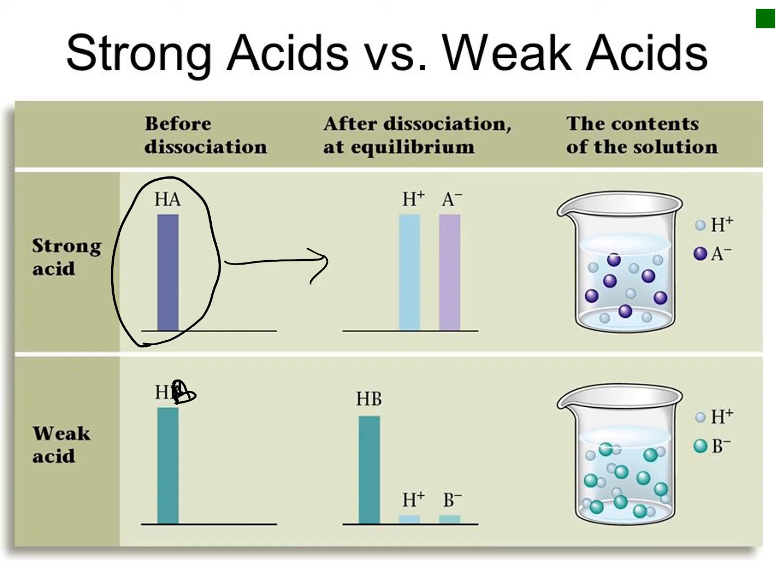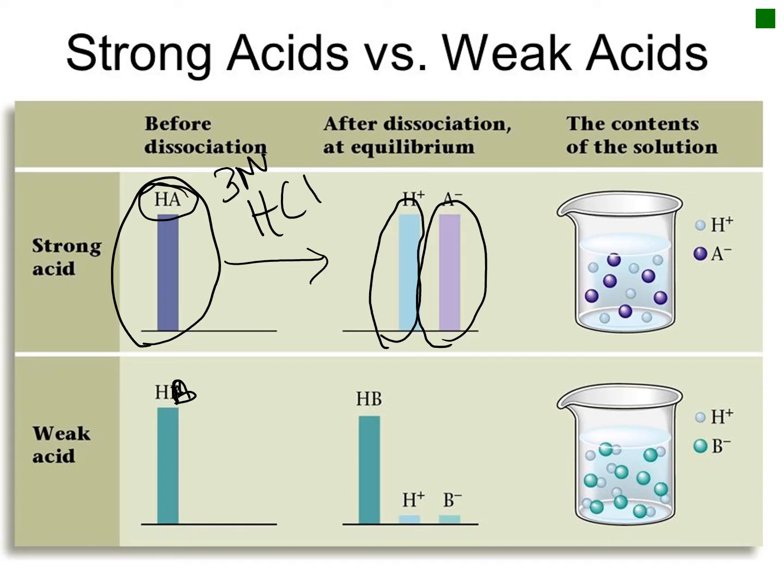What happens when we dissociate it, meaning you put it into water, is that it completely dissociates. So the concentration of my solution before is the same as the concentration of my H plus and the same concentration as my anion. Like for HCl, let's say I had 3 molar HCl, and it completely dissociates. That means my H plus is 3 molar, and my Cl minus would be a 3 molar concentration. Notice in solution, it completely separates. So a strong acid completely separates, and the H is no longer attached to the other part of the formula.